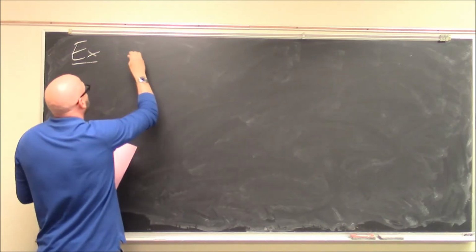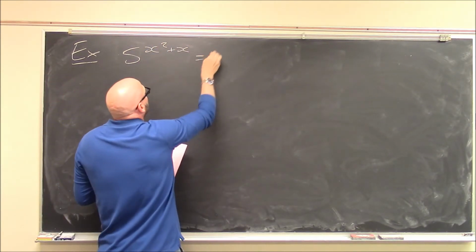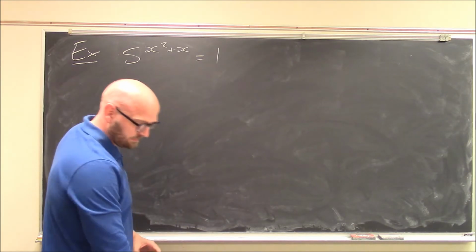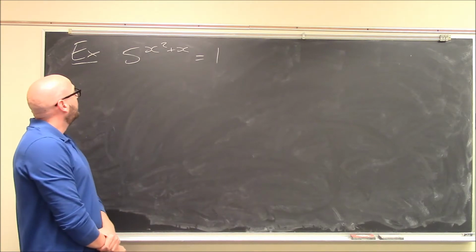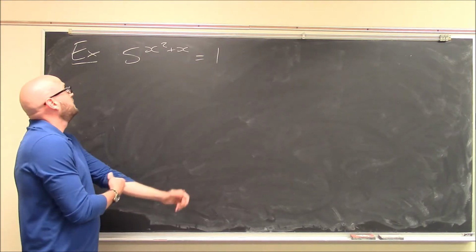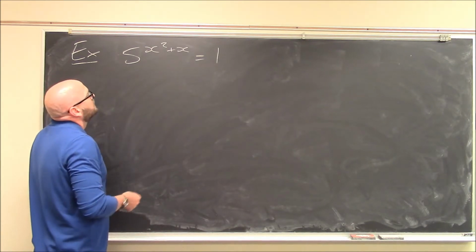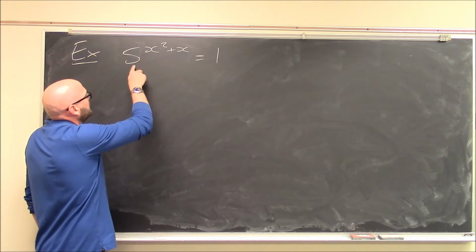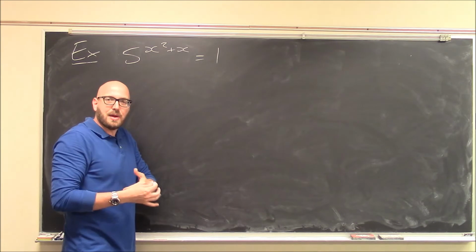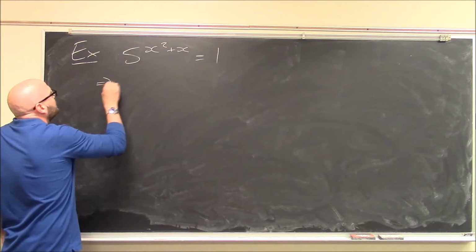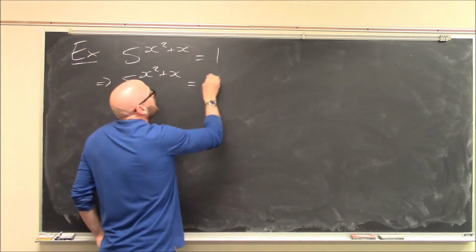Alright, here's our next one. 5 to the x squared plus x equals 1. So I'm going to solve this. Meaning I want the bases to be the same, right? I'm going to try to do the exact same trick of trying to make the bases the same. How do I do that? Well, the base over here is 5, the base right now is 1, but 1 is really a power of any base, right? And it's a power of any base in the following way. 1 is actually 5 to the 0.